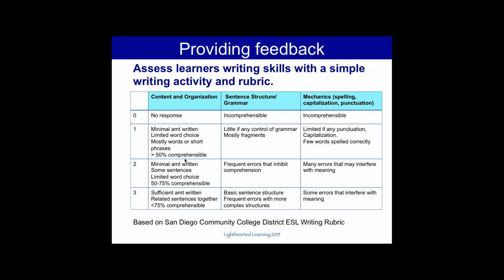But there could be areas. One of the nice things about a rubric is that there are areas of strength and weakness. So a student could have a 3 in content and organization and maybe a 1 in mechanics. And that would be something that would tell that learner, okay, this is where I need to focus. I need to, in my revision, this is what I need to focus on.